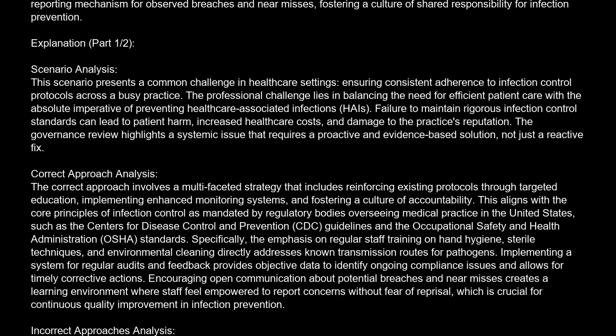routes for pathogens. Implementing a system for regular audits and feedback provides objective data to identify ongoing compliance issues and allows for timely corrective actions. Encouraging open communication about potential breaches and near misses creates a learning environment where staff feel empowered to report concerns without fear of reprisal, which is crucial for continuous quality improvement in infection prevention.